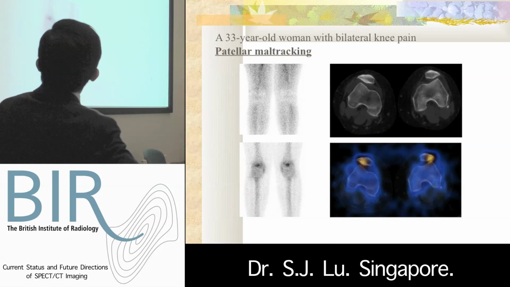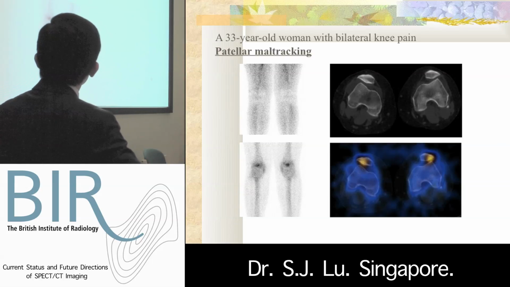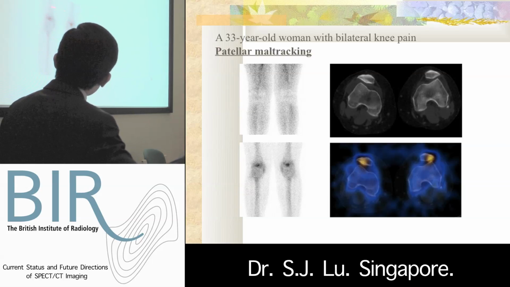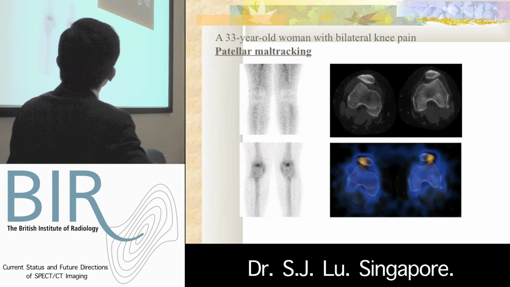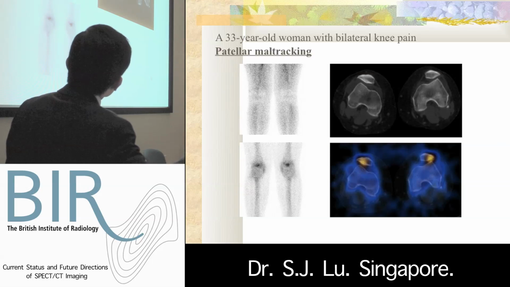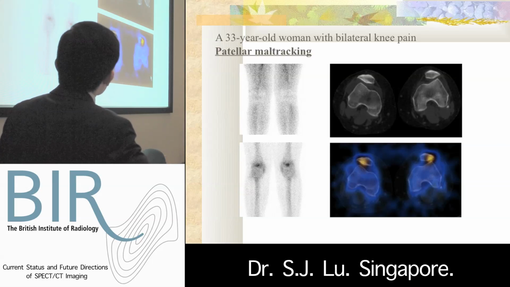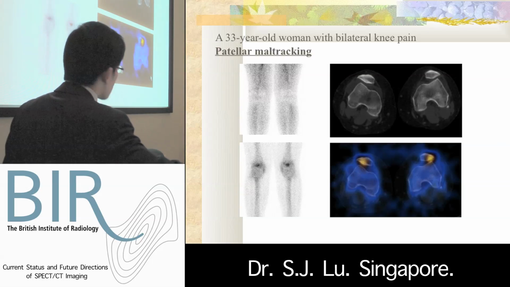This is another case of a 33-year-old woman with bilateral knee pain. Blood pool imaging is normal. Delayed imaging shows focal increased tracer uptake in both knees. So again, a non-specific appearance. CT shows lateral subluxation of both patellae as well as shallow trochlear grooves bilaterally. And the SPECT-CT localizes the activity to the lateral patellofemoral articulation, representing the cause of knee pain. Again, this shows that SPECT-CT is able to provide a more specific diagnosis with greater confidence than just bone scan or CT alone.